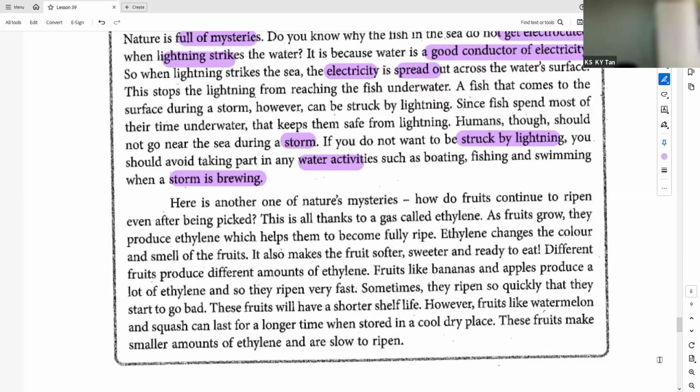Different fruits produce different amounts of ethylene. Fruits like bananas and apples produce a lot of ethylene, and so they ripen very fast. Sometimes they ripen so quickly that they start to go bad. These fruits will have a shorter shelf life. However, fruits like watermelon and squash can last for a longer time when stored in a cool, dry place. These fruits make smaller amounts of ethylene and are slow to ripen. Thank you very much, okay, for the reading.